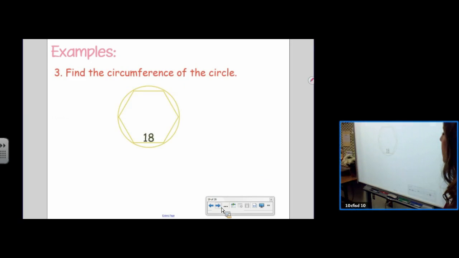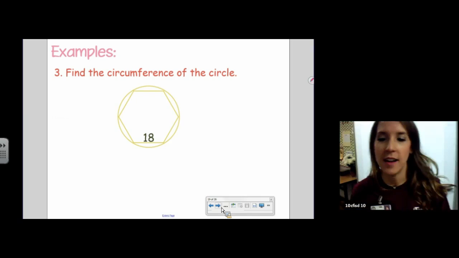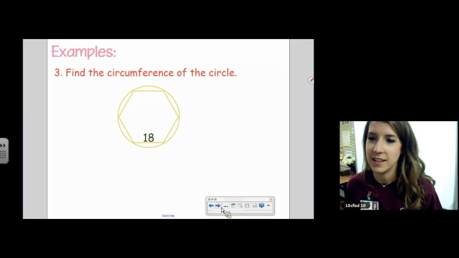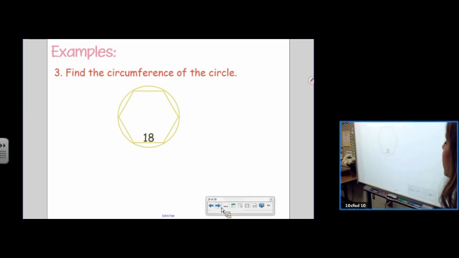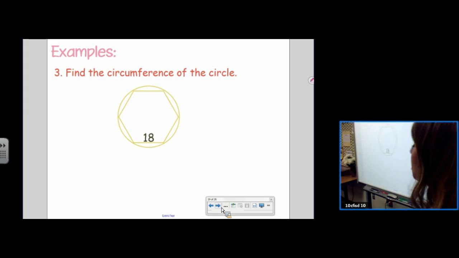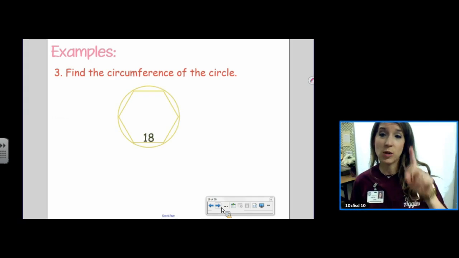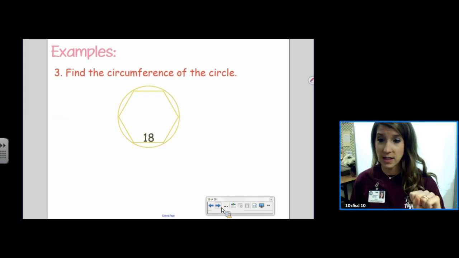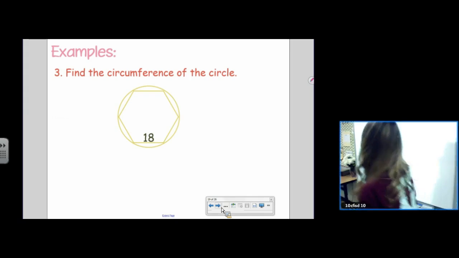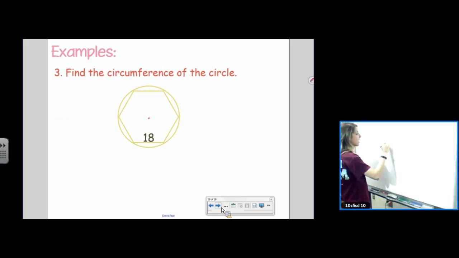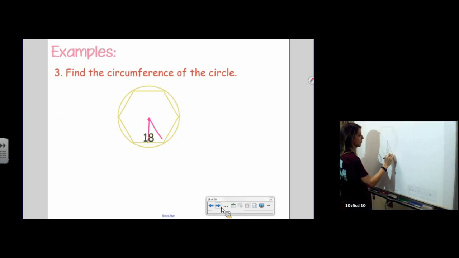Find the circumference of the circle. Uh-oh, what'd I throw at you? An inscribed hexagon, huh? So to get the circumference, we either need a radius or a diameter, right? We need that. Okay, so we're going to start off by drawing our favorite triangle. I'm going to work this quickly because I know that this is a pretty easy problem. We've got 9, we've got 9 root 3, and we've got 18.